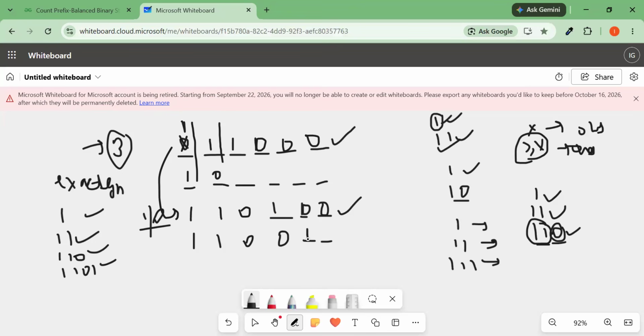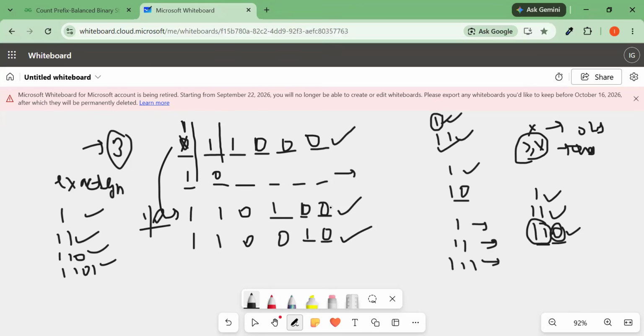Now can I put 1 here? I can. Because if you check every prefix, 1, 1 1, 1 1 0, 1 1 0 1, every time you have the number of ones greater than or equal to the number of zeros. So the remaining case will be this one only, because 3 ones we have already encountered. So it means the remaining places will be 0 only. So this is also fulfilled.